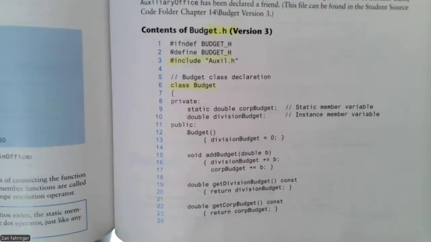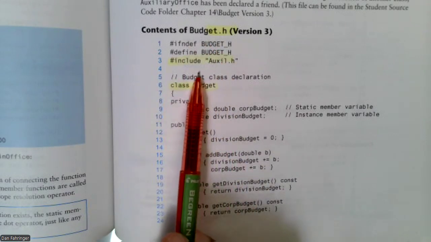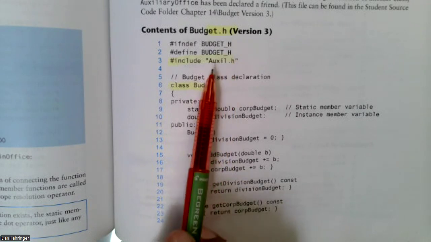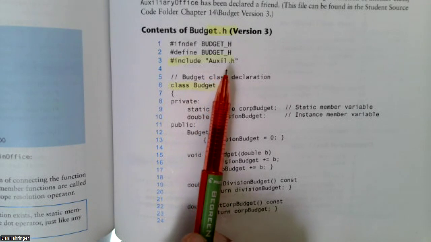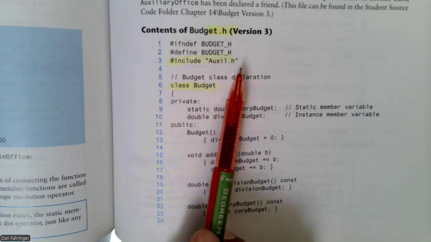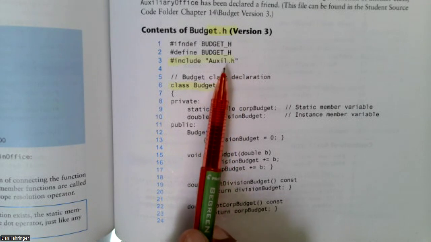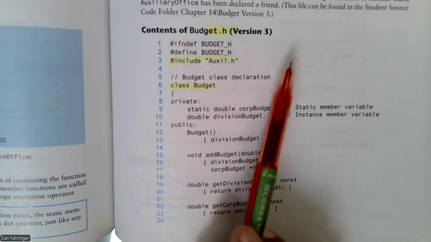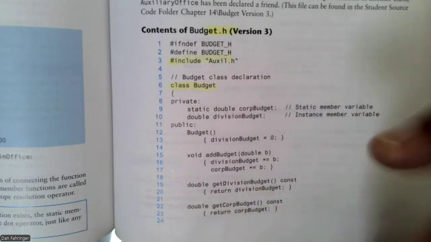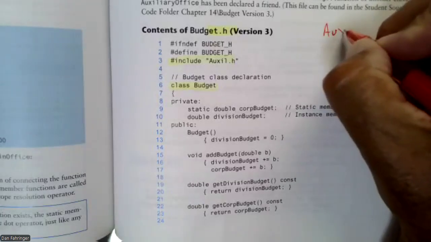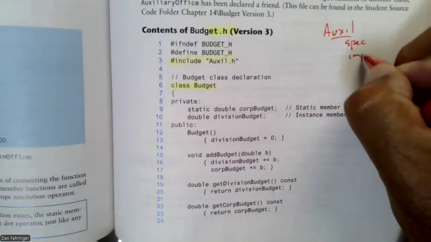All right, as you're loading it up, we've been working with the budget a little bit here, but oh, look at line 3 of budget. Include auxil.h. And as you went and got those and you loaded them up, you noticed that auxil is its own class. Auxil was a class broken up into a spec file and an implementation file. It has its own spec file and its own implementation file.